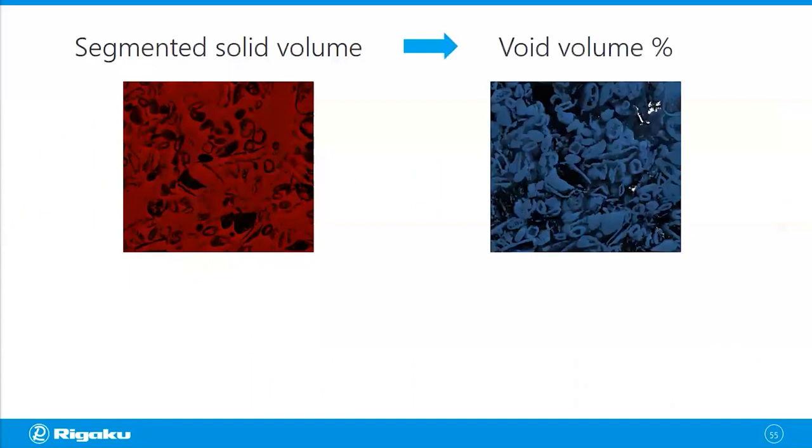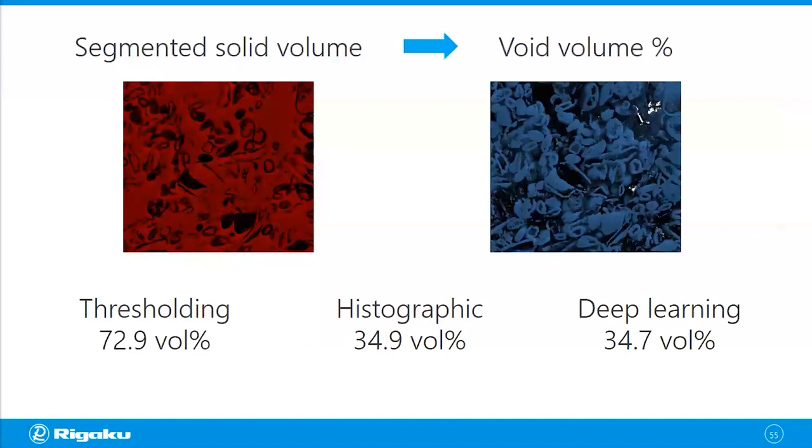And if you use three different ways to do the segmentation, you're going to get three different numbers as the quantitative analysis results. Now, the thresholding method, we know that is not working. The result was not looking very good. So it's grossly overestimating the void percentage. But the histographic and deep learning segmentation results look pretty close. Now, they're close, but they're not exactly the same.